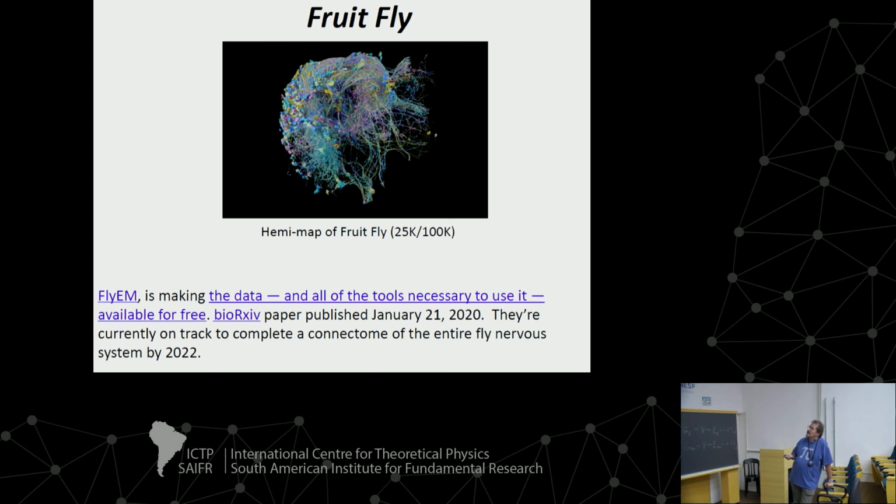Then you have the fruit fly. The fruit fly is important because it's much more complex than the C. elegans. And FlyEM, this company here, is doing the construction of the connectome. And also, all the tools necessary for investigating it have been made available for free to the community, so you have access to it. And the bioRxiv paper was just published 2 months ago, January 21st, 2020. And they mapped the whole connectome of half of the Drosophila brain. The Drosophila is the fruit fly. And they plan to map the entire connectome of the fruit fly by 2022. In 2 years' time, you have access to this as well.